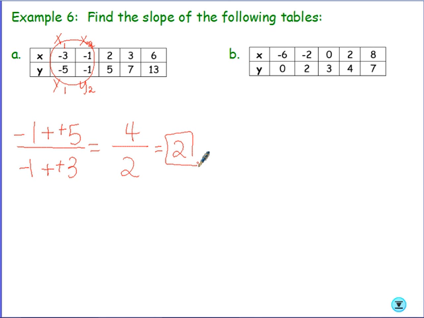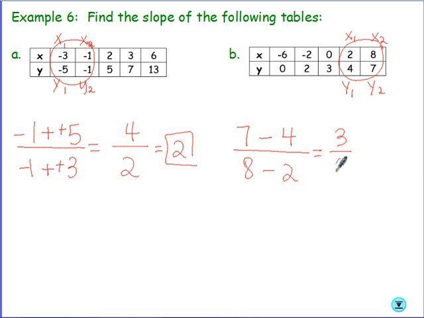Let's look at another one. On this one, let's pick this pair at the end. Again, it doesn't matter which two you pick. So x1 and y1, x2, y2. y2 is 7 minus y1 is 4. On the bottom, x2 is 8 minus x1 is 2. 7 take away 4 is 3. 8 take away 2 is 6.